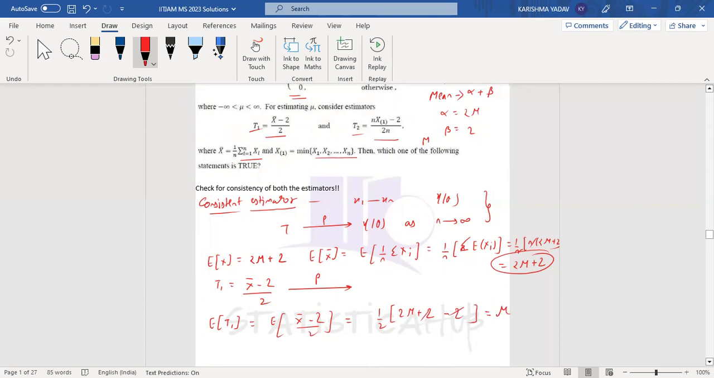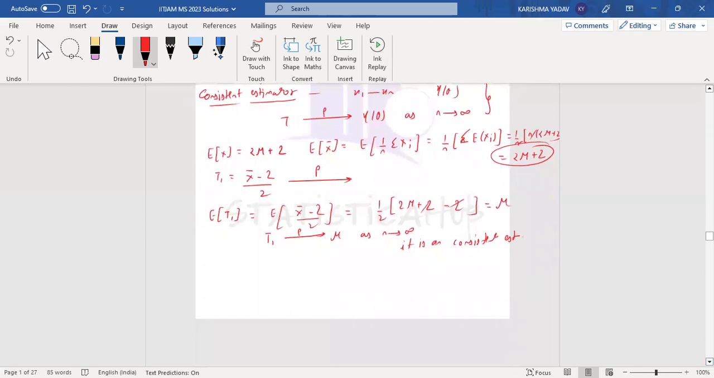So what we get by the weak law of large numbers is that T1 converges with probability P to mu as n tends to infinity. So it is a consistent estimator.